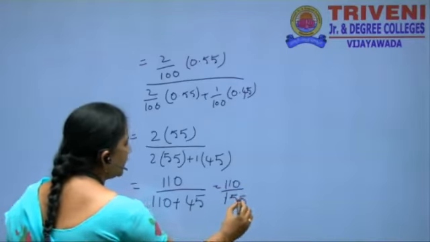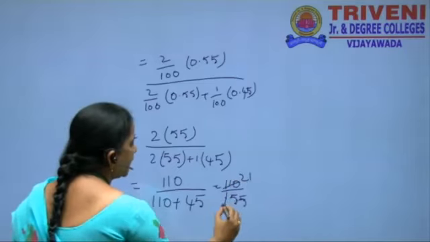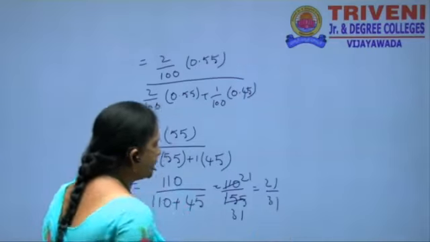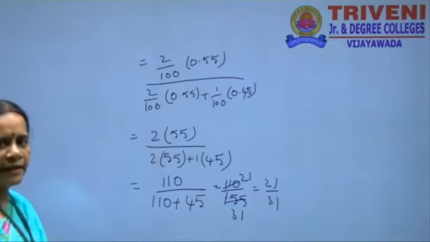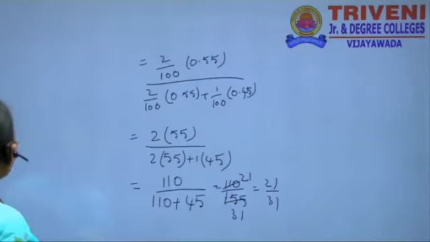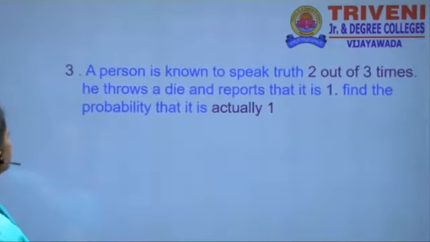110 by 155. Dividing both by 5, we get 22 by 31. When we select a person, the probability that it is male is 22 by 31. And then we are going to the next problem.